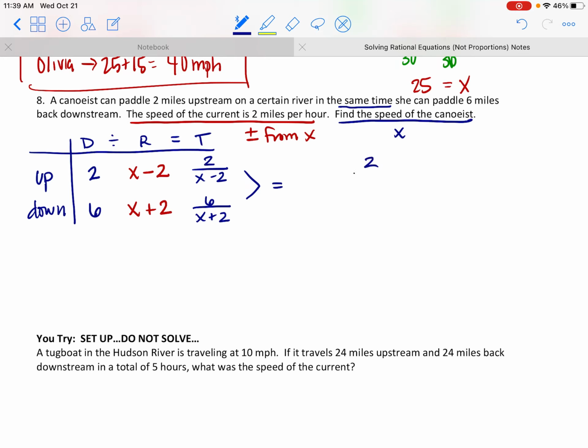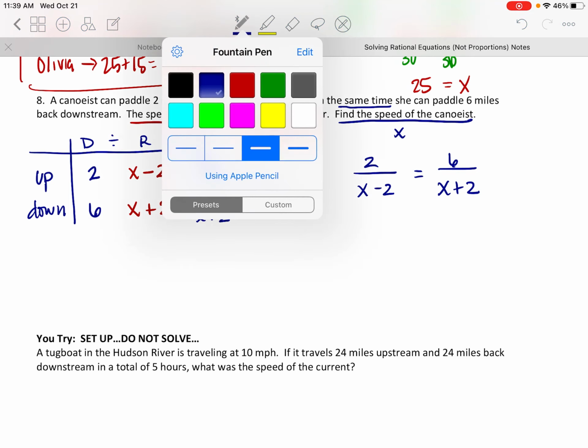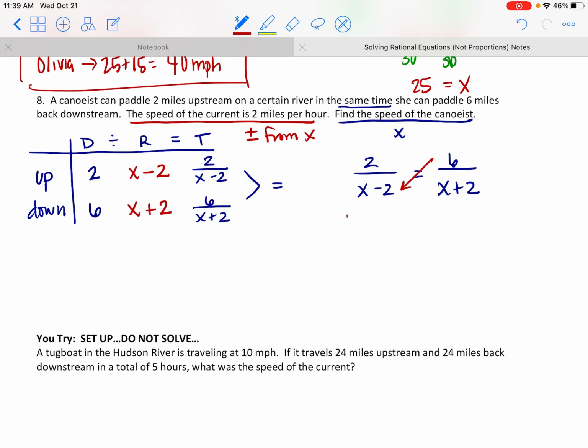So our equation is going to be 2 over x minus 2 equals 6 over x plus 2. And again, we have a proportion, so we can just cross multiply to solve. So 6 is going to distribute to x minus 2, and 2 is going to distribute to x plus 2. So we're looking at 6x minus 12 equal to 2x plus 4.